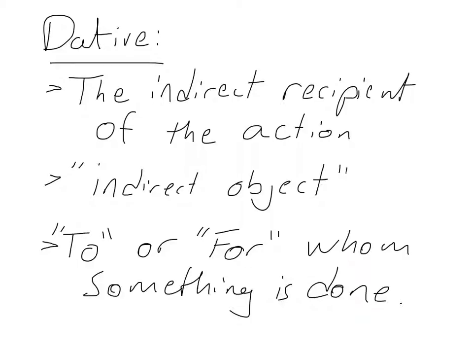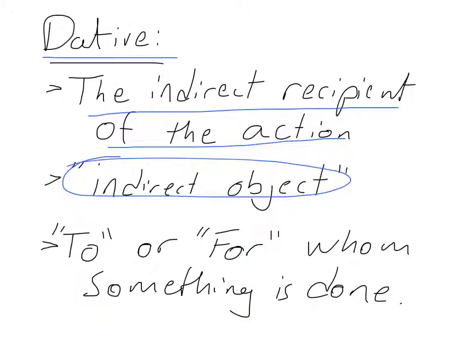Next is the dative case. So the dative is a little bit difficult. It is the indirect recipient of the action of the sentence. We call this more commonly the indirect object, or the IO. And it's to whom or for whom something is done in a sentence.